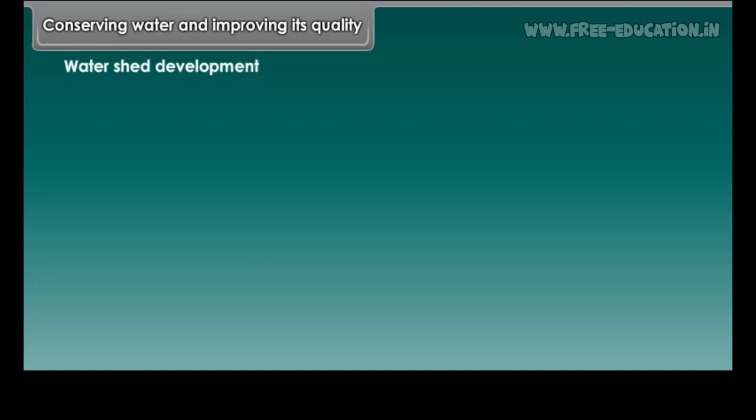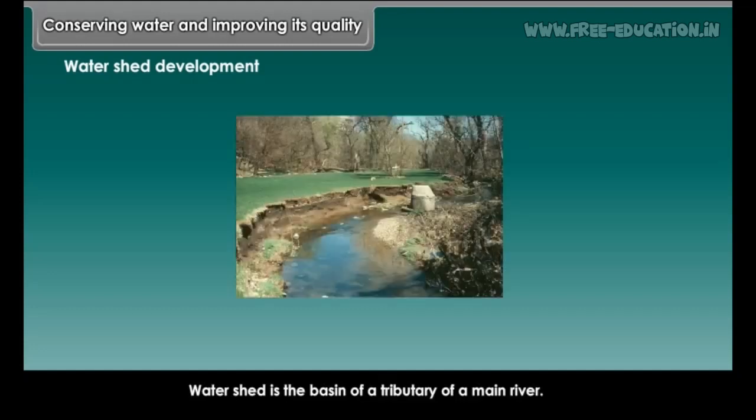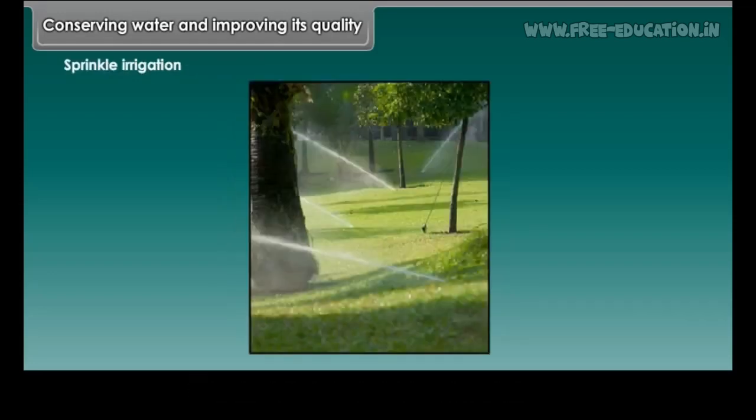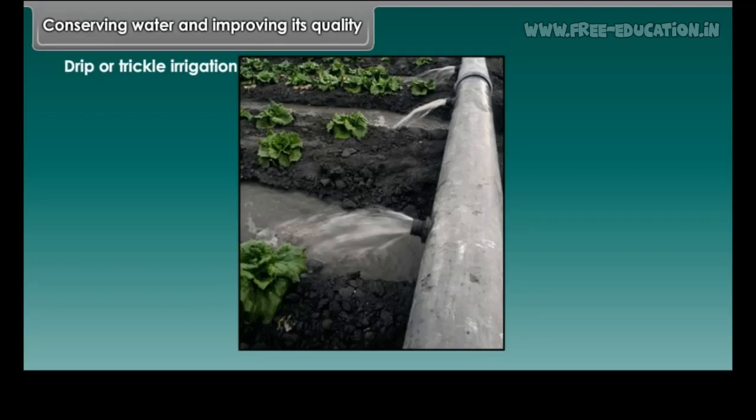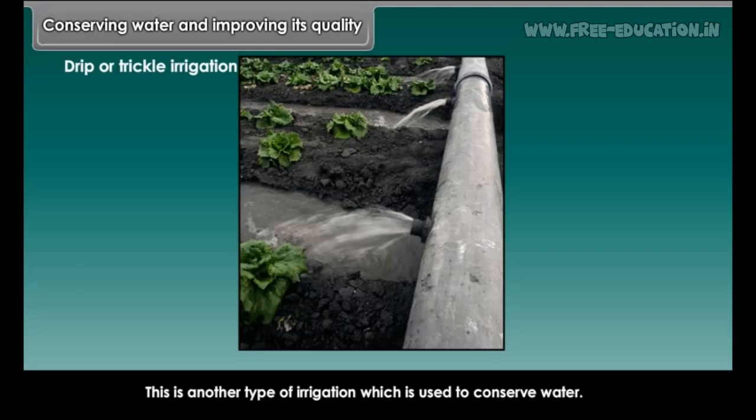Watershed development. Watershed is the basin of a tributary of a main river. Sprinkle irrigation. It is the most effective and efficient tool of irrigation. Drip or trickle irrigation. This is another type of irrigation which is used to conserve water. Water is supplied to plant roots through underground pipes.